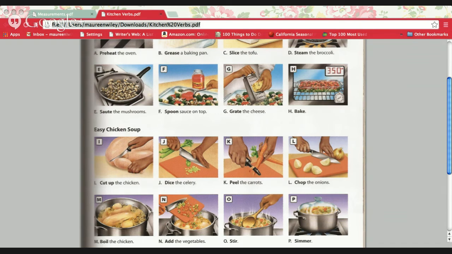Okay, let's share our recipes now. If you're not finished, that's okay. It's just a chance for you to practice using some of these verbs. Okay, so let's start with Sandro. Can you share your recipe and read it out loud for us?